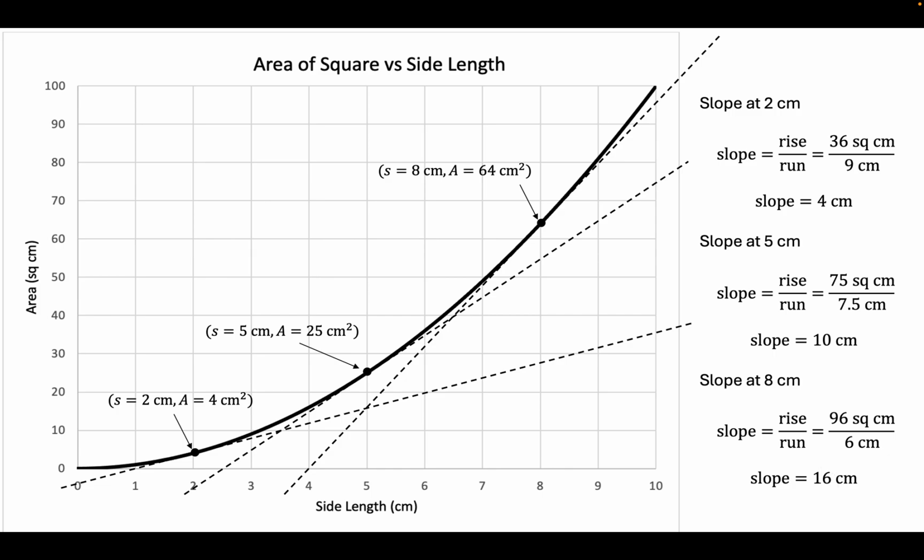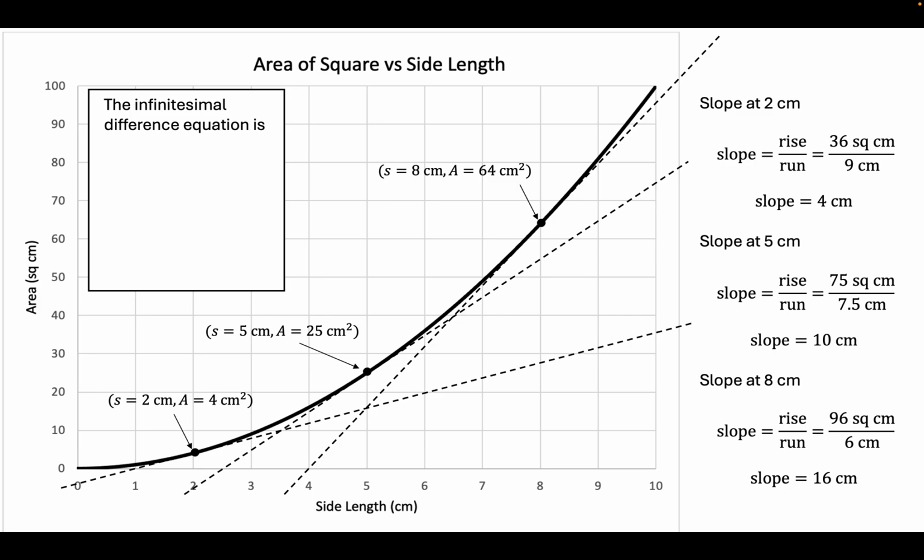But let's look at the infinitesimal difference equation. It is dA equals 2s ds. Before we said you can't calculate the slope at a point using the rise over the run because at a point there is no rise and there is no run. But there are an infinitesimal rise and an infinitesimal run. The infinitesimal rise is dA, the infinitesimal run is ds. And we can use this equation to solve for the slope. The slope is dA over ds, the rise over the run. dA over ds is 2s.